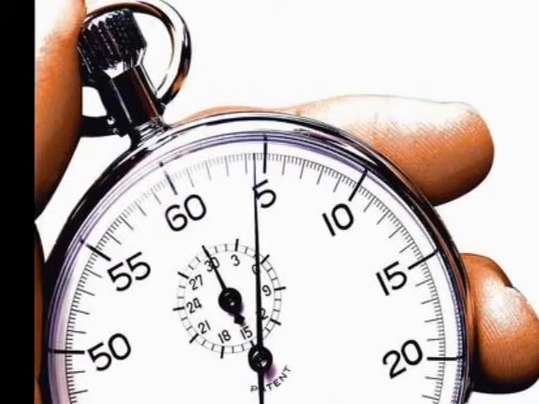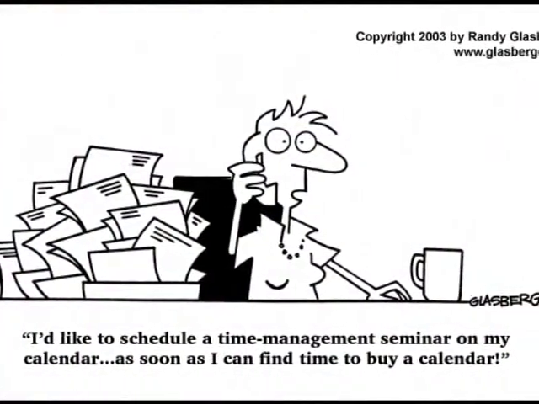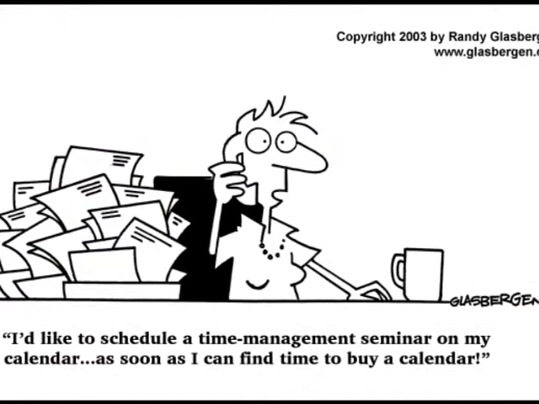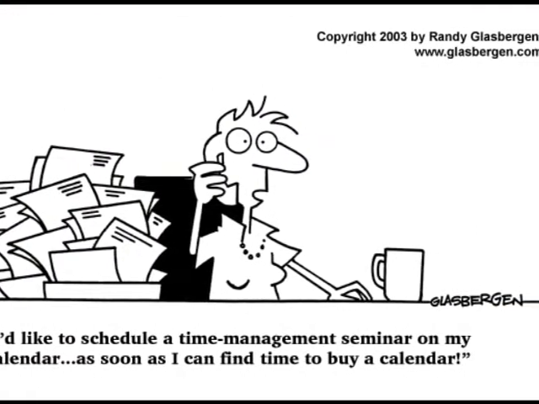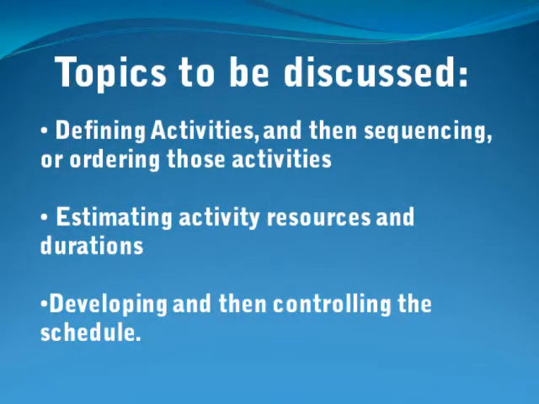This video will give you a valuable overview of how to use the 6 main processes involved in project time management. As with all project management activities, the more planning up front, the better off you'll be. In this video, we'll look at the following topics: defining activities and then sequencing or ordering those activities, estimating activity resources and durations, and developing and then controlling the schedule.